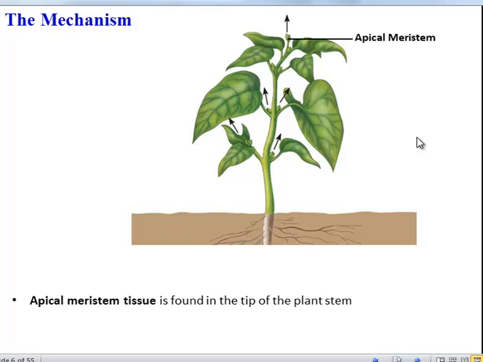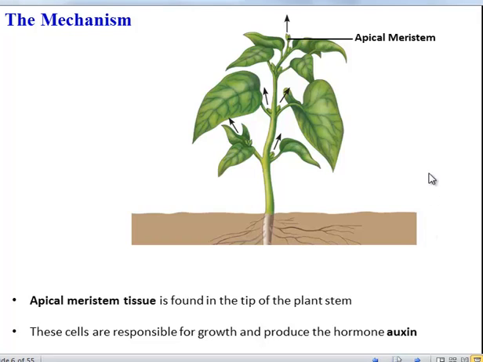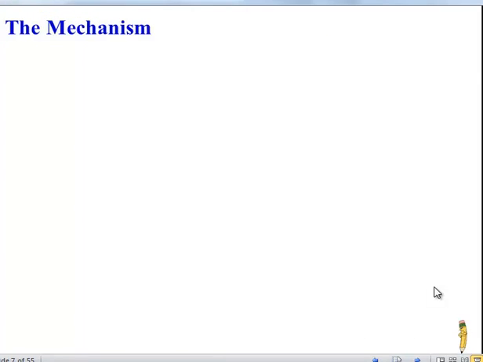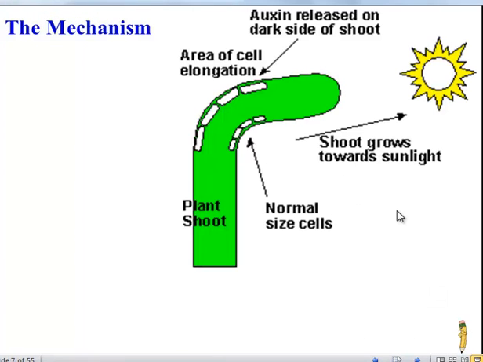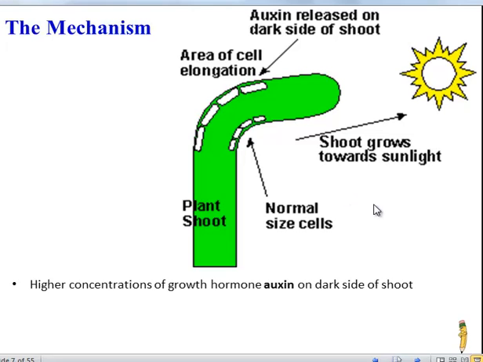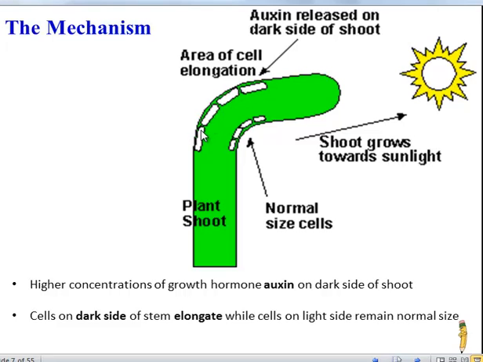How does it work? Well, the first thing to keep in mind is that the tips of plants, the top of the shoot, contain a special tissue called apical meristem tissue. And this tissue is important because it is responsible for growth. And one way it does that is by producing the hormone auxin. So let's see what happens. In response to sunlight, auxin ends up being in high concentrations on the dark side of the shoot. And what the auxin does is it causes the cells on the dark side to elongate, and that will bend the stem towards the light. Meanwhile, the cells on the light side remain a normal size.